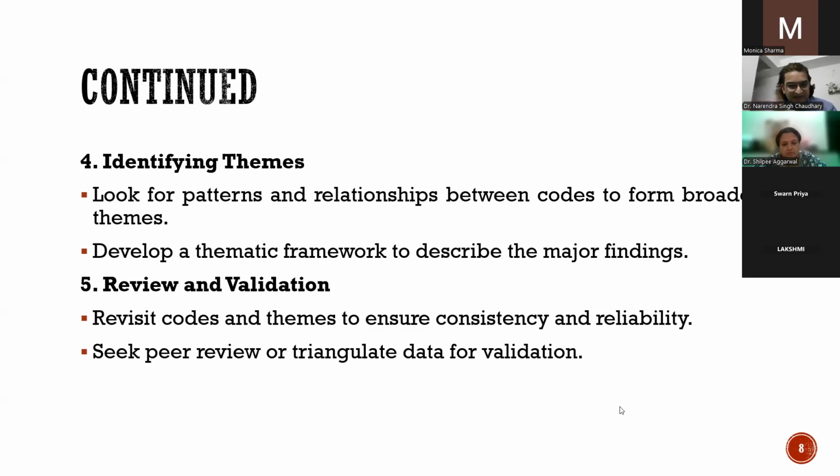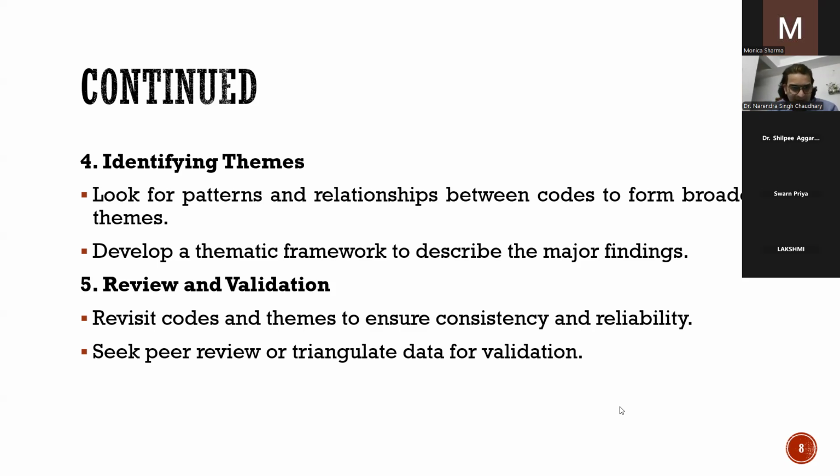Right? So if there's a relationship and we can club it together, that means there's an overlap. So I can merge them together. That means some pattern has been there, right? Then from the relationship between codes, we form broader themes that can encapsulate. So that means from micro, now I'm moving towards macro. Now you have to develop a thematic framework to describe the major findings. That is, what are the major findings?